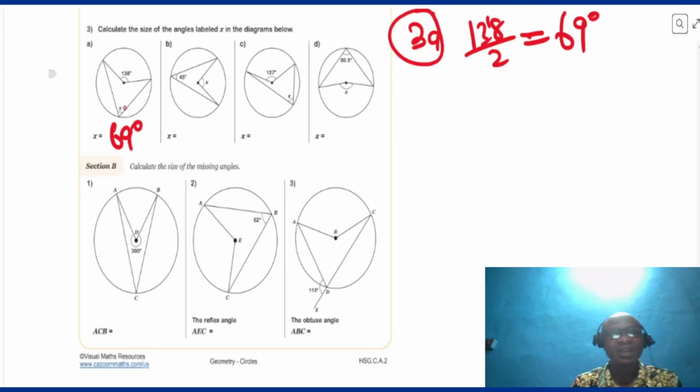What does that mean? It means at this place you can see x, the angle there is 69. When you multiply that one on the circumference by 2, you get the center, and the center should be 69 times 2, which is 138.